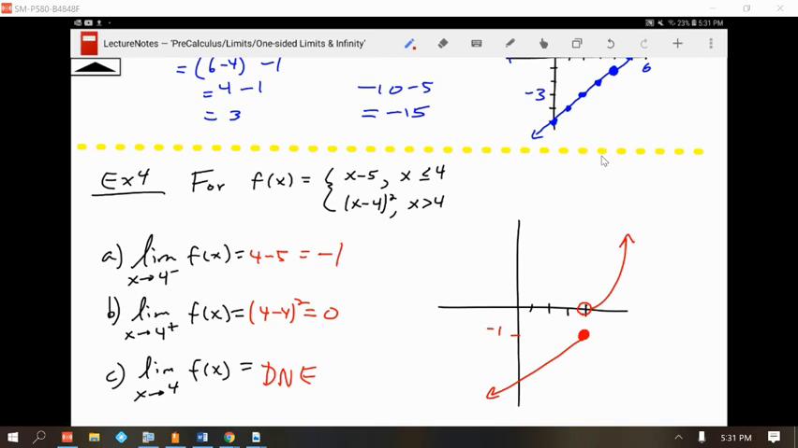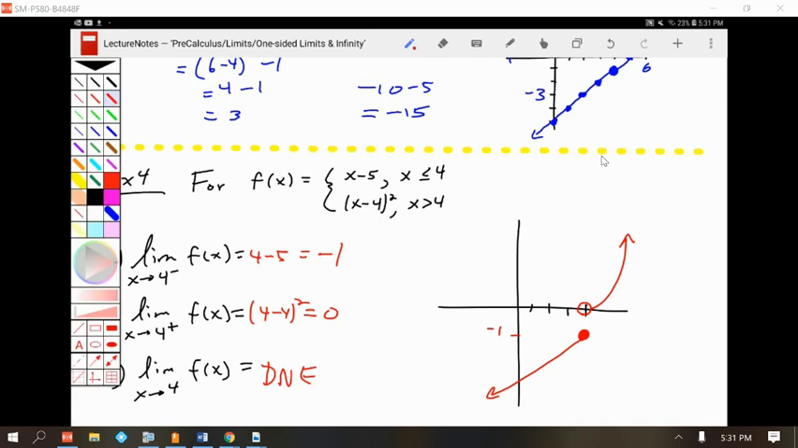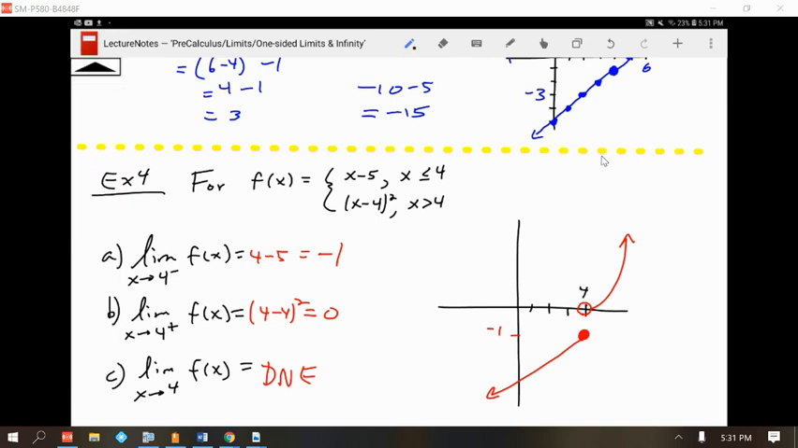And so if you think about it here, as I get closer to 4, the limit does not approach anything. Technically, it approaches two different things, right? From the left, I'm going to -1. From the right, I'm going to 0. So you can't have two different limits. That's the complete opposite of what a limit is, right?